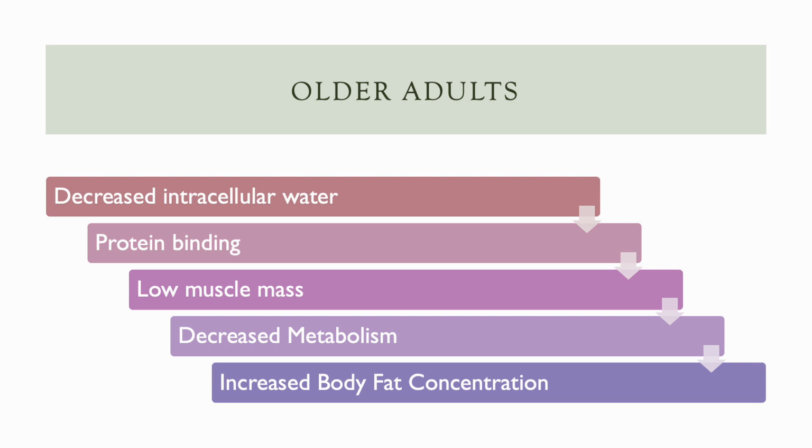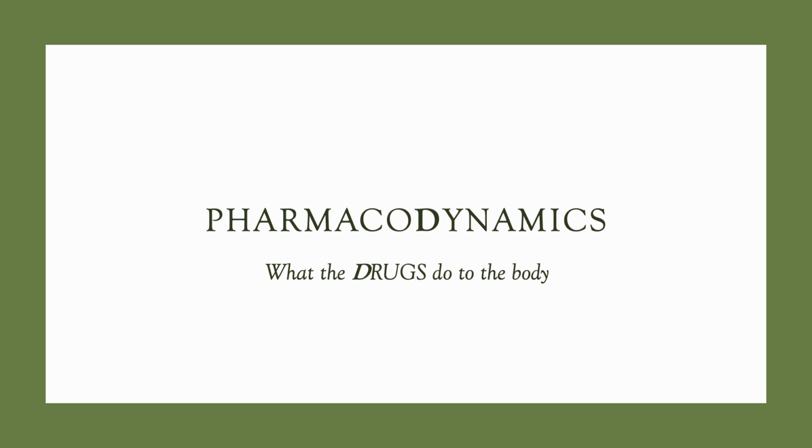Older adults are more sensitive to psychotropics because of their decreased intracellular water, decreased protein binding, low muscle mass, decreased metabolism, and increased body fat concentration. Pharmacodynamics: what the drug does to the body. I've bolded the D in pharmacodynamics and the D in the word drugs because that's how I remember pharmacodynamics is what the drug does to the body.